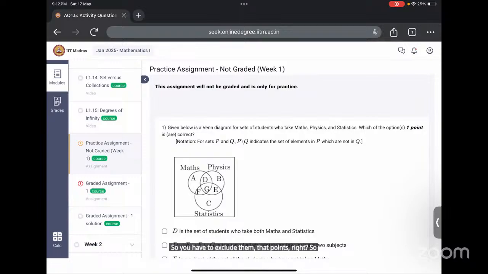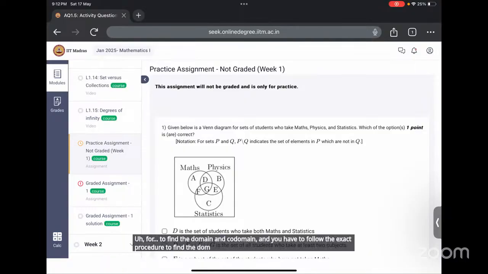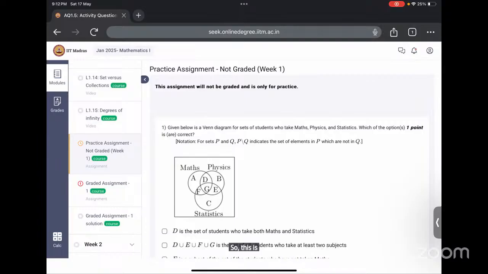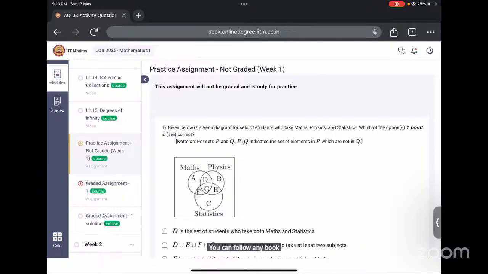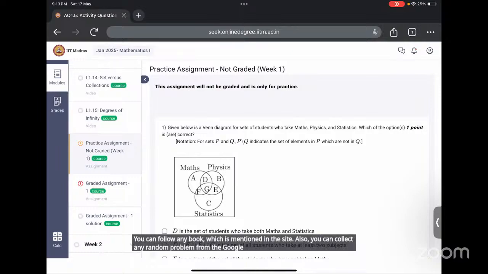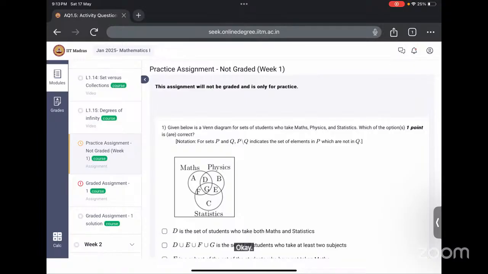So solve 2-3 more problems to find the domain and codomain, and you have to follow the exact procedure to find the domain and codomain, and solve some problems based on that. Okay, so this is the only way you can improve those things. You have to solve plenty of problems like that. You can follow any book which is mentioned on the site. Also, you can collect any random problem from Google and just try to find the domain and codomain. Okay, I will try it for any random function. Yes, yes. Okay, thank you.